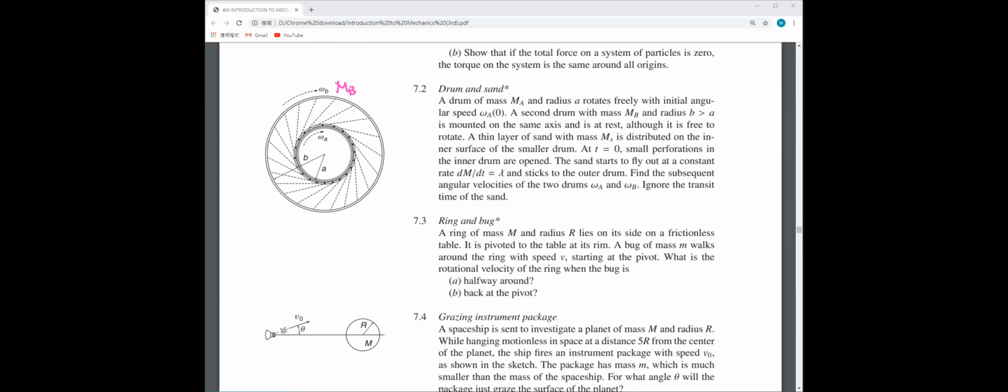When the sand is leaving the inner drum, there are no forces acting between the drum and the sand. Therefore, the angular speed of the inner drum will not change. This may be the trickiest part in this question. Why is there no force? Because they always have the same speed. So when they leave one another, there's no relative velocity, then there's no force.